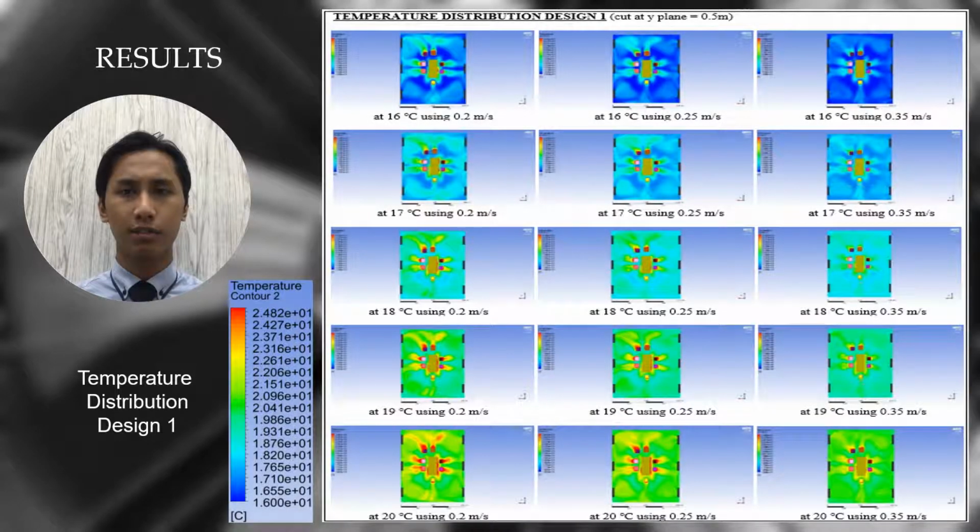Under temperature distribution, the results of the simulated models for design 1 are shown in the figure given, cut at the y-plane. The figures show the influence of using various temperatures and velocities on temperature distribution. In this result, the main region to be observed is the human block, which represents the surgical staff. The higher the contour displacement, the more uncomfortable the surgical staff will feel. From the result in design 1, it is observed that the surgical staff are more comfortable when using air velocity at 0.35 meter per second.